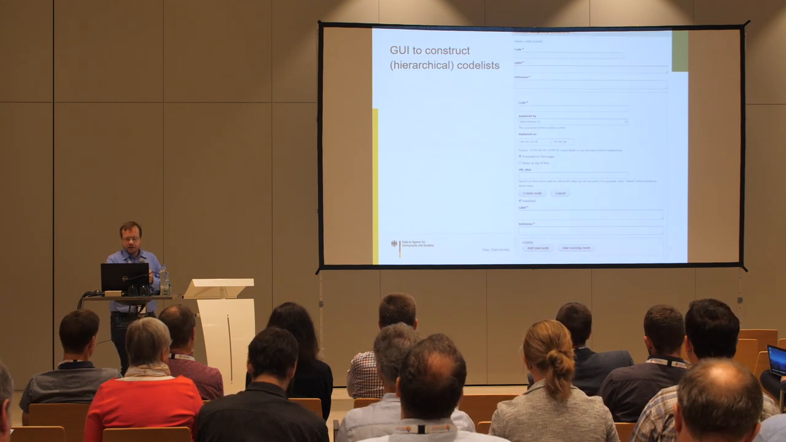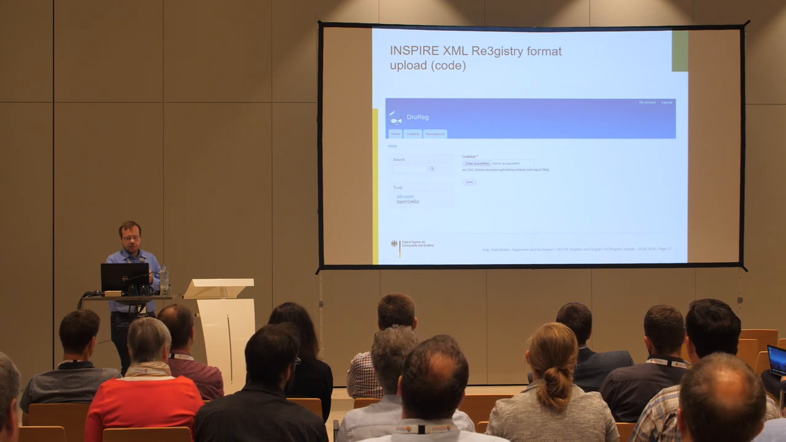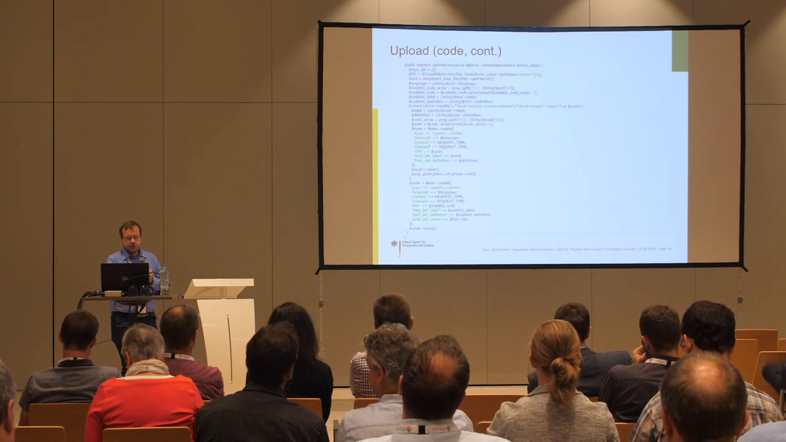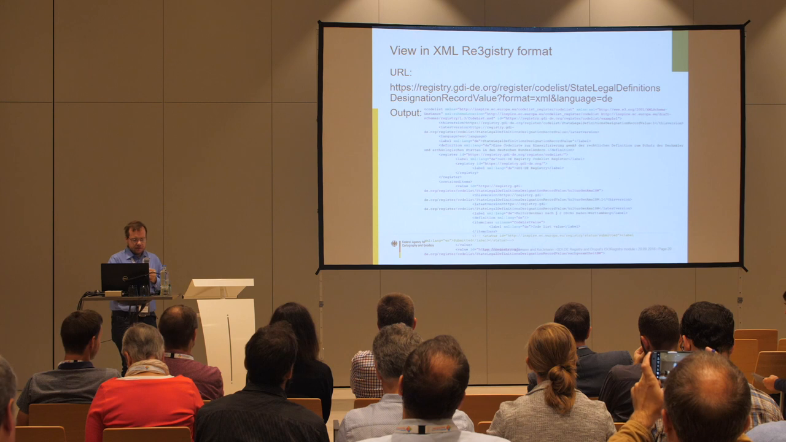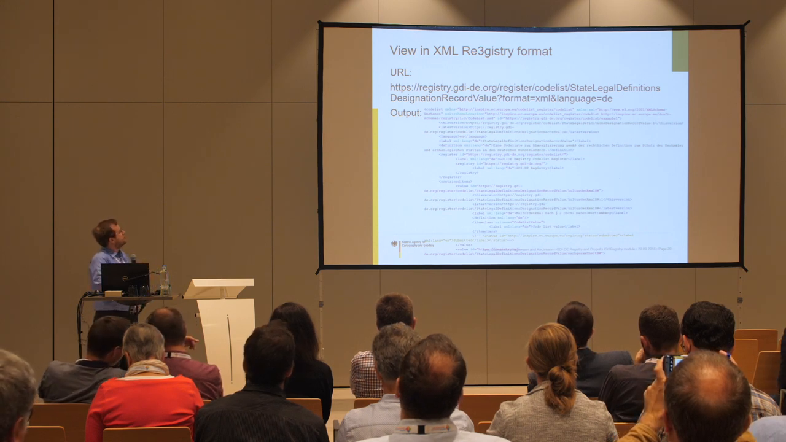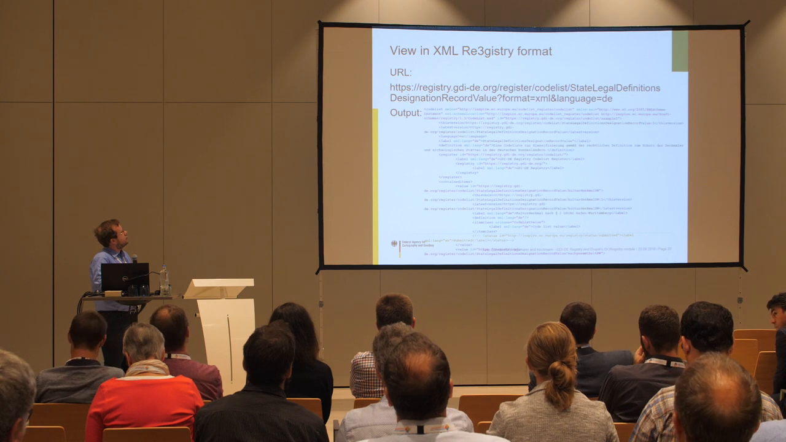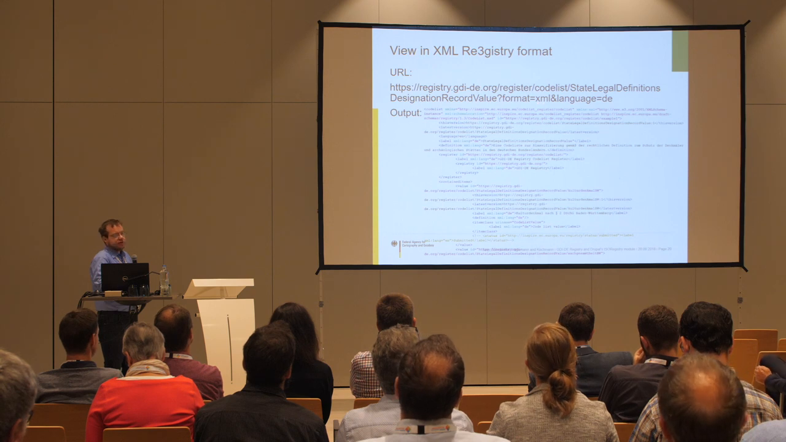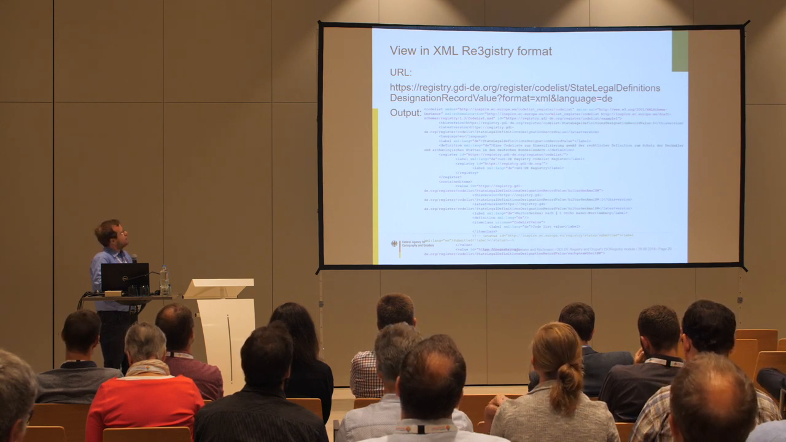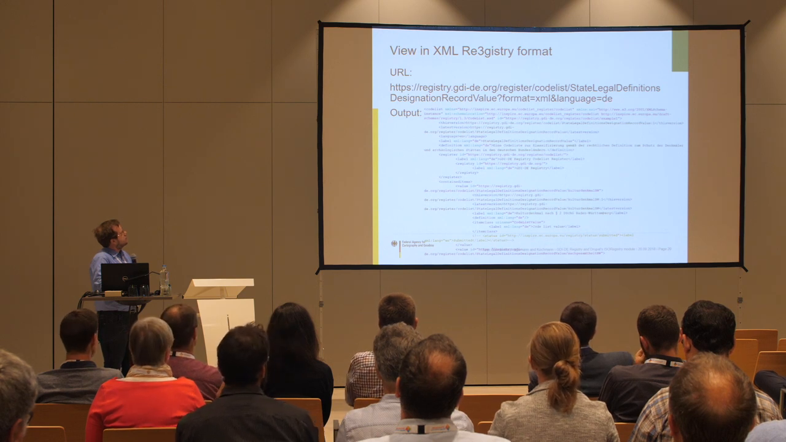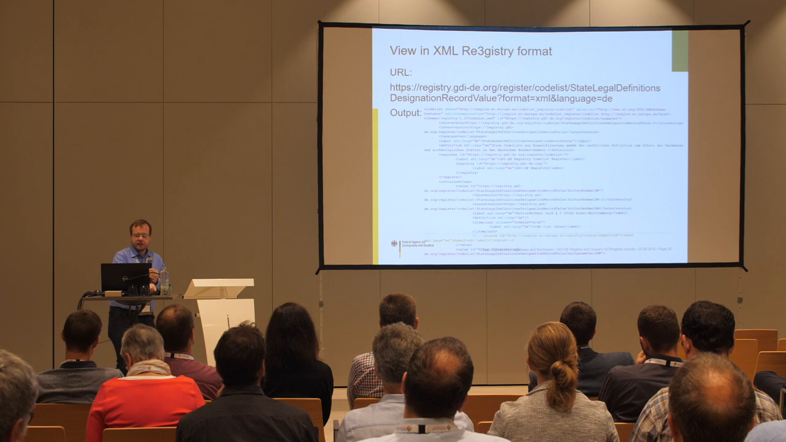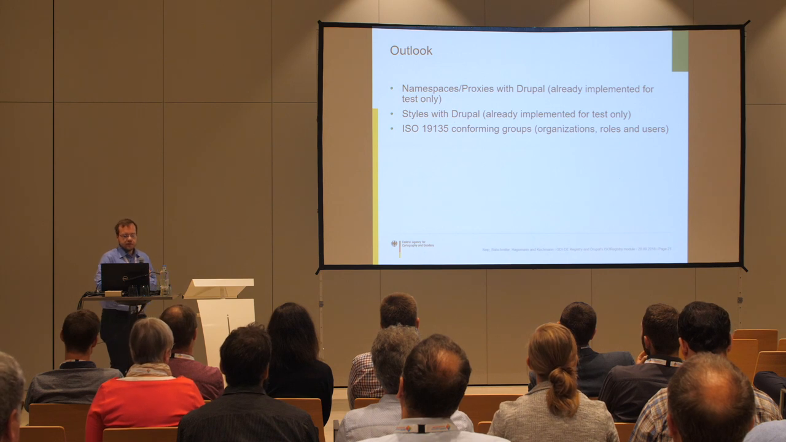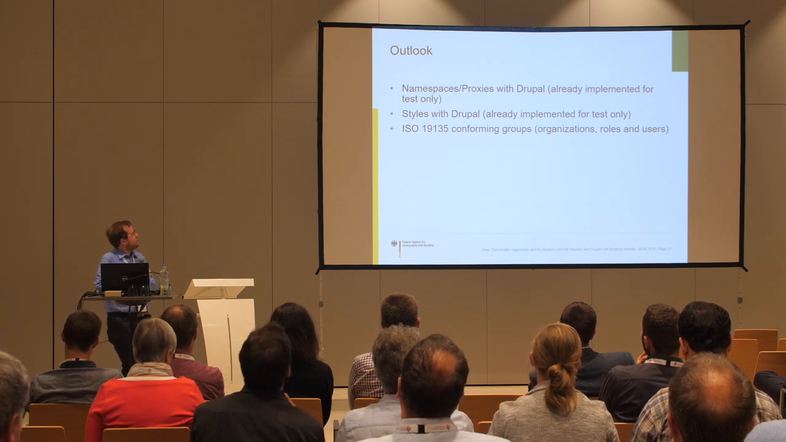Here's the upload form to upload XML registry format code lists. Here's the code for that. It's pretty short. And here is our main component, that you have a stable URL with a code list, and you can say, for example, that you want XML format and the language, as I already said, it's multilingual, that it's German, and then you have an XML output, which is just like the Inspire registry. As an outlook, we will also support namespaces or proxies. It's already implemented for test.